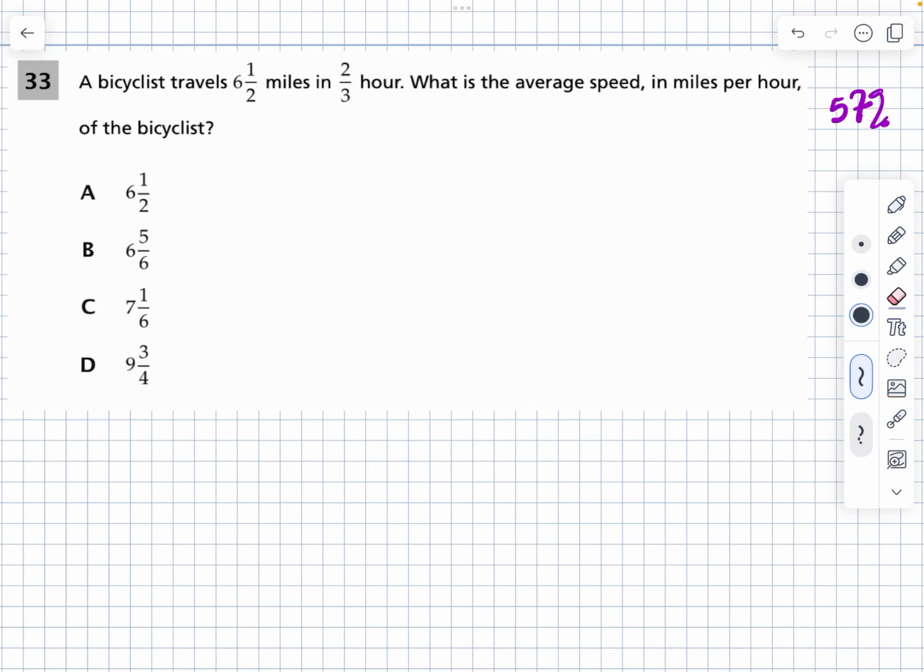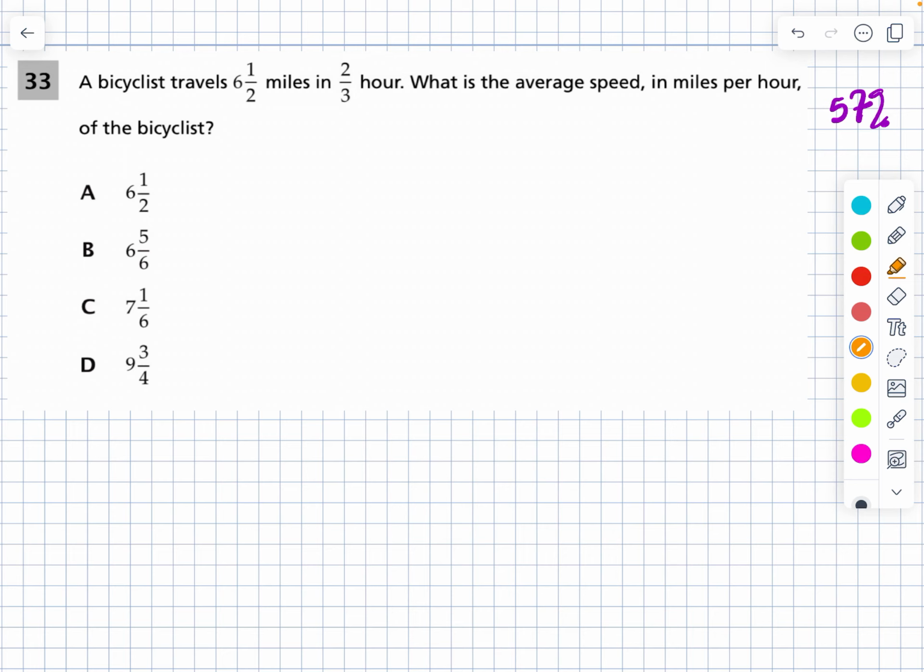Okay, question number 33. A bicyclist travels 6.5 miles in 2/3 of an hour. What is the average speed in miles per hour of the bicyclist? Okay, this looks like it's a pretty straightforward question. However, there are some difficulties in here.